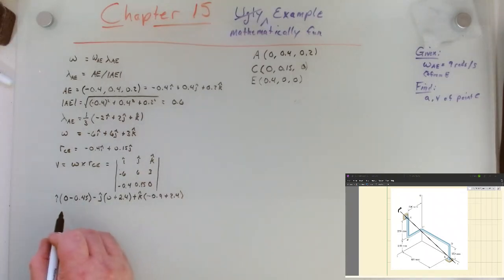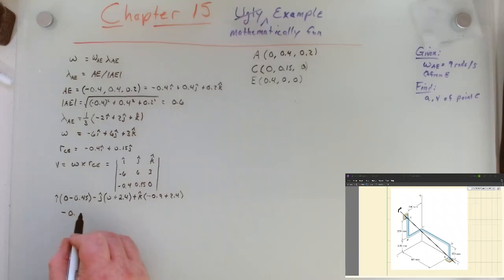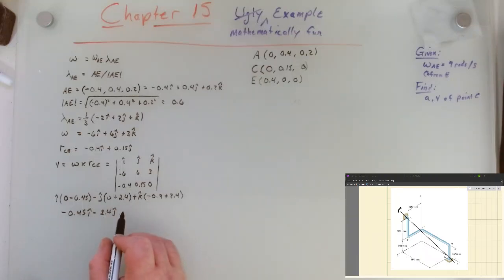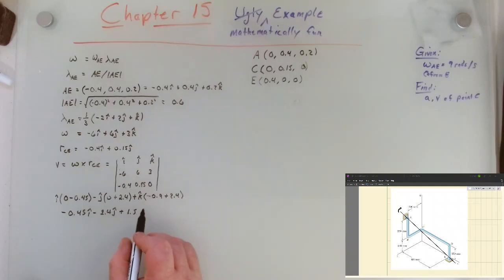Okay, so what does that give us? That gives us minus 0.45i minus 2.4j, and then 2.4 minus 0.9 is plus 1.5, so plus 1.5k, and I feel like that number should be smaller.